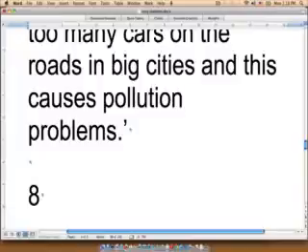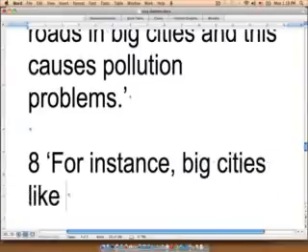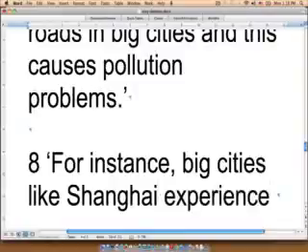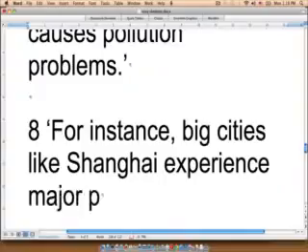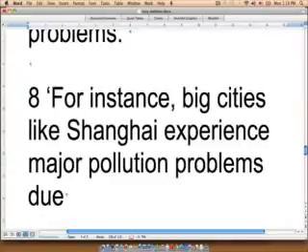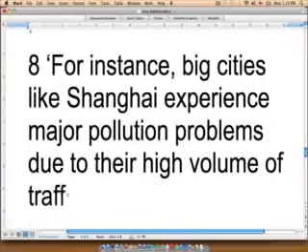So watch what would occur at an 8 level. Someone would probably write something like, for instance, big cities like Shanghai experience major pollution problems due to their high volume of traffic. Okay, now the example has become very specific, and we have said, look at Shanghai.